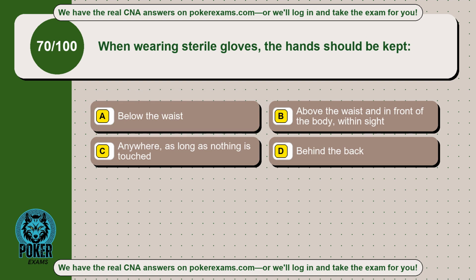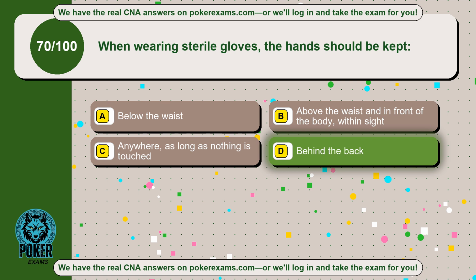Question 70. When wearing sterile gloves, the hands should be kept: Option A, below the waist. Option B, above the waist and in front of the body, within sight. Option C, anywhere, as long as nothing is touched. Option D, behind the back.